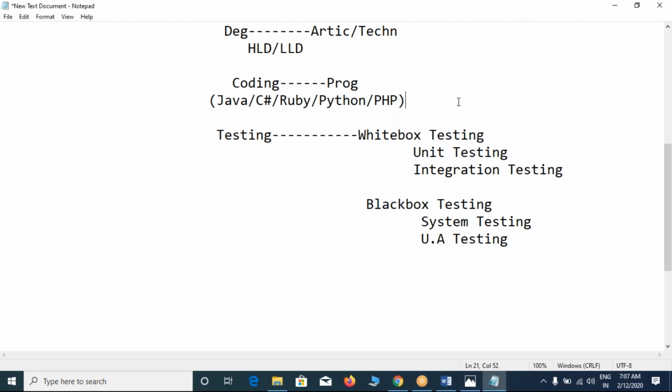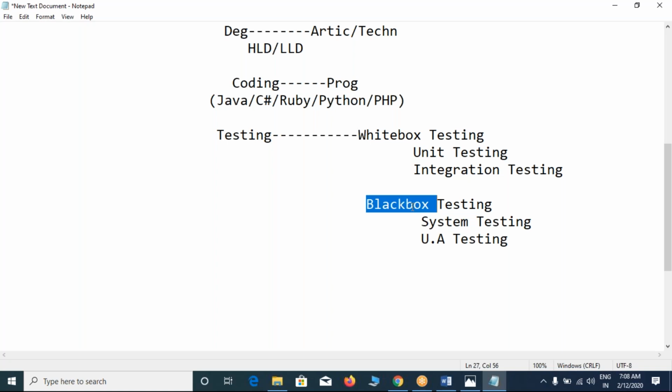Okay, I hope you understood, guys. Once again, whenever coding is completed, before the testing engineer starts the job, the programmer's testing on the coding part is called white box. Whenever 100% coding and white box testing are done, then the testing engineer's job is called black box testing. And again, black box testing has two levels, such as system testing and user acceptance testing.